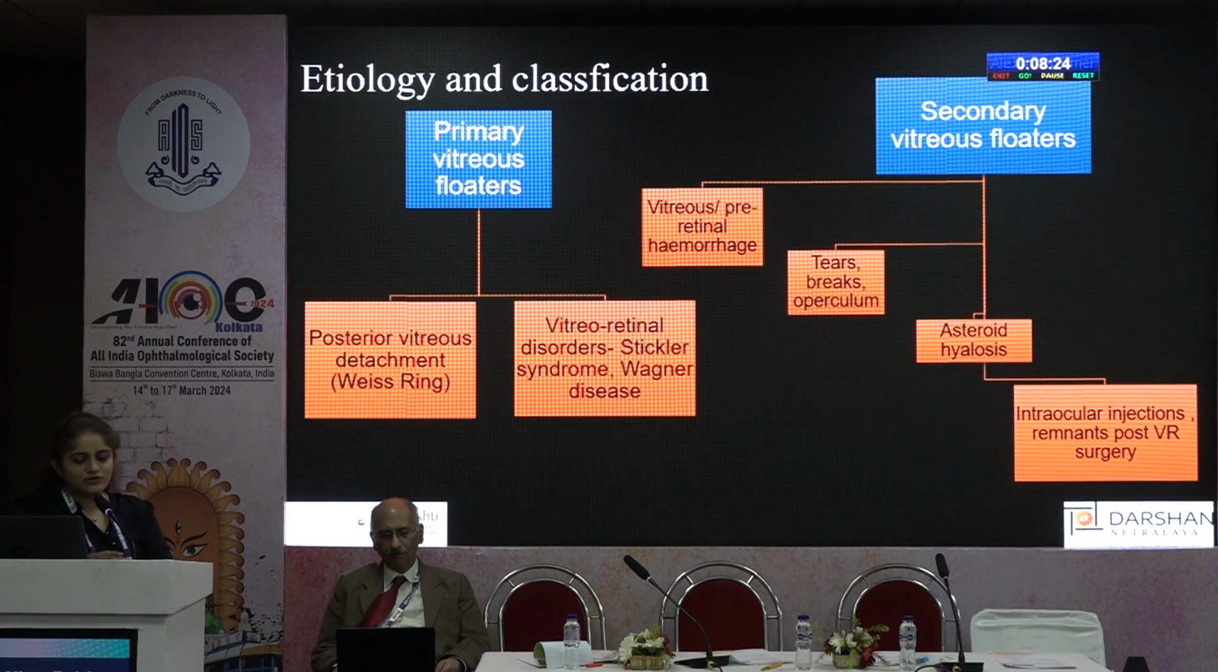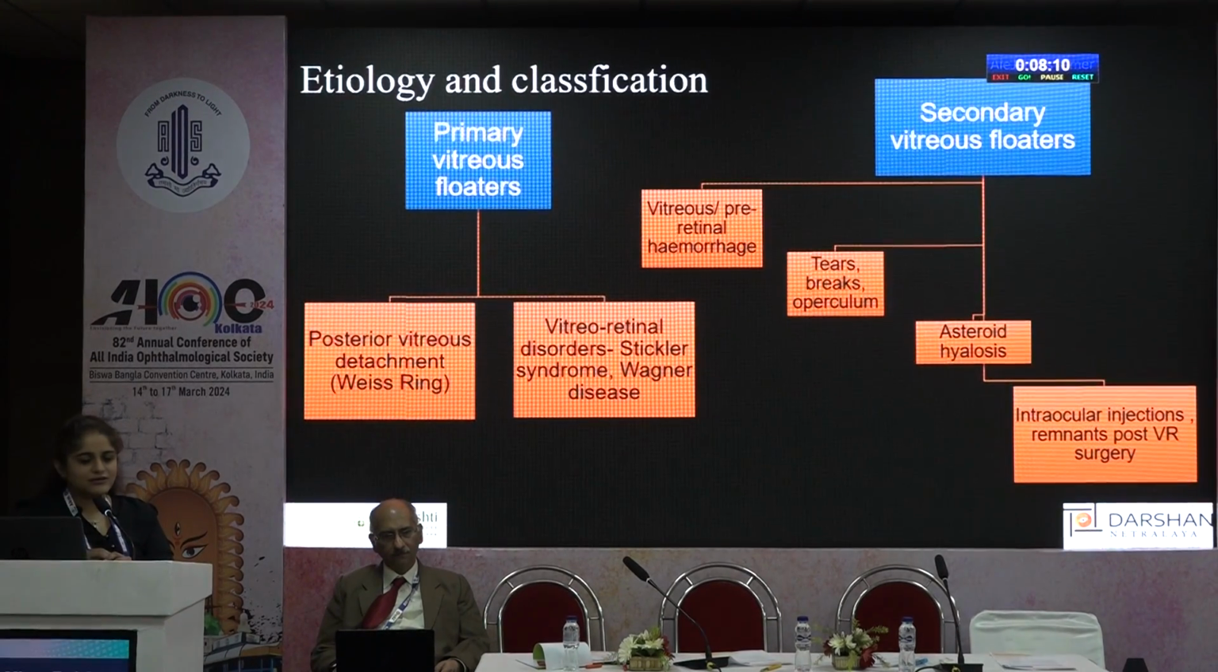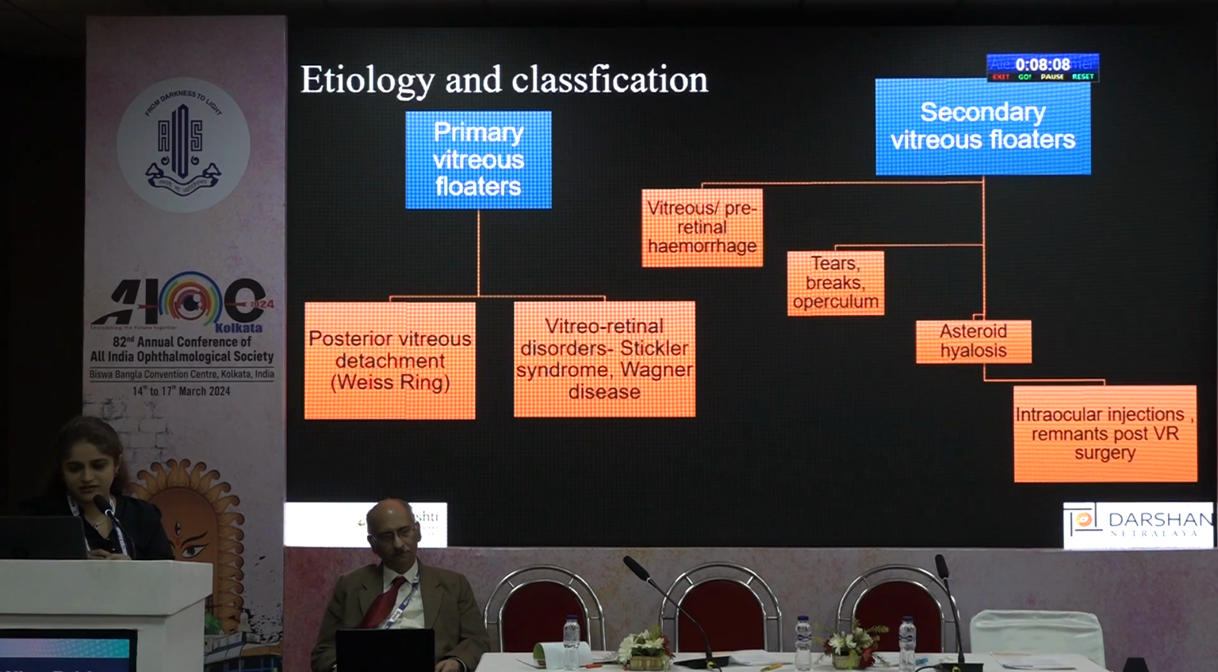So for primary vitreous floaters, the most common cause is posterior vitreous detachment, where the patient may complain of seeing the Weiss ring or ring-like floater. Or there could be vitreoretinal disorders like Stickler syndrome or Wagner disease. Secondary vitreous floaters can occur due to retinal or pre-retinal or vitreous hemorrhages. There could be breaks, tears, or operculum in the retina associated with or without retinal detachment. Sometimes, very rarely, due to asteroid hyalosis, which is significantly dense enough to cause floaters, or intraocular injections or remnants post-VR surgery.